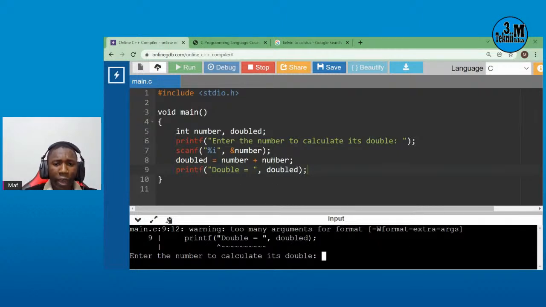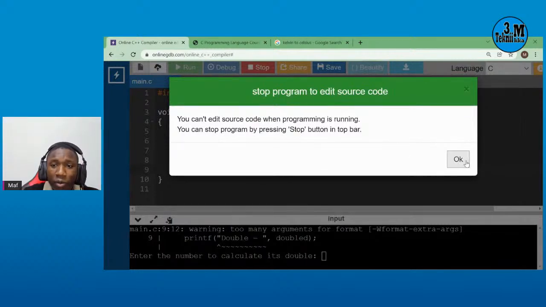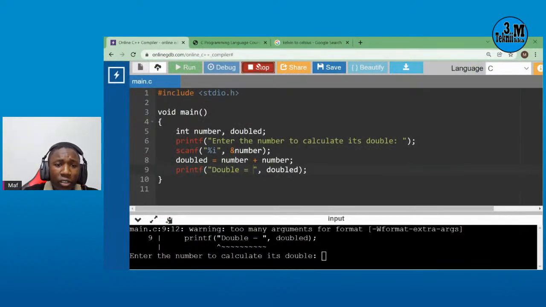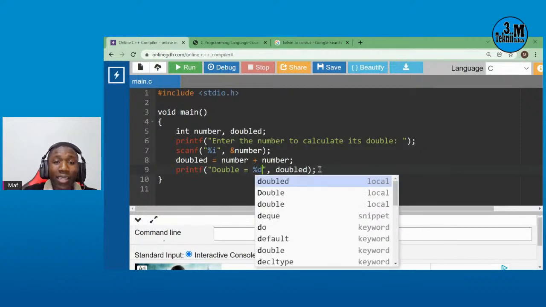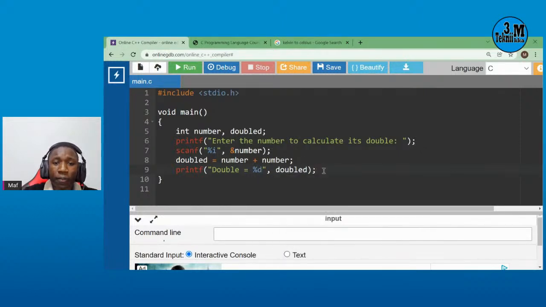That's good, to find problems in our code. Okay, we have the printf here, the scanf, and then we have doubled is equal to number plus the number, and then we have doubled is equal to nothing. We have to put here the number. I can put here %d, which stands for digit, or an %i. That's the very same, i and d.